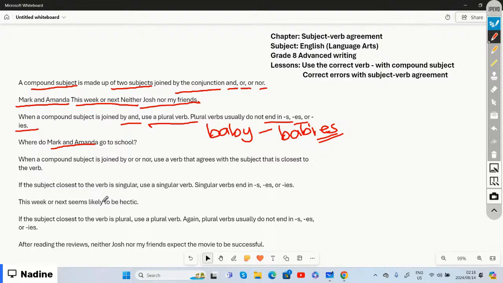All right. And then if the subject closest to the verb is plural, then we use a plural verb. And again, plural verbs usually do not end in s, es, or ies. For example, after reading the reviews, neither Josh, meaning not one of them, nor my friends expect the movie to be successful.